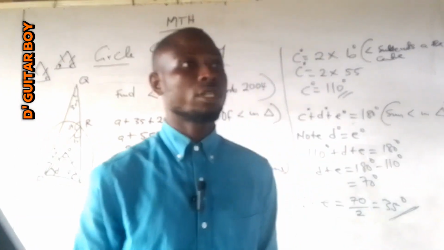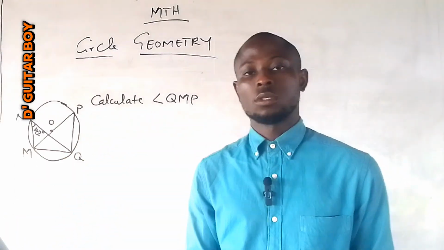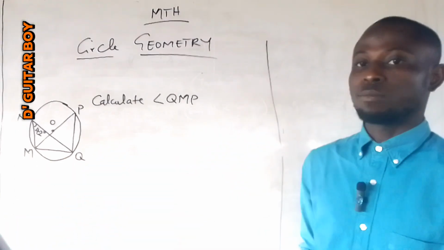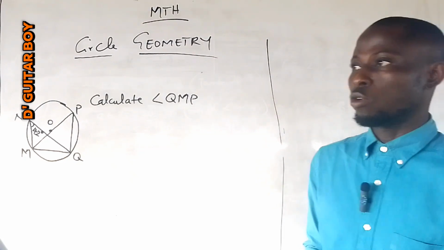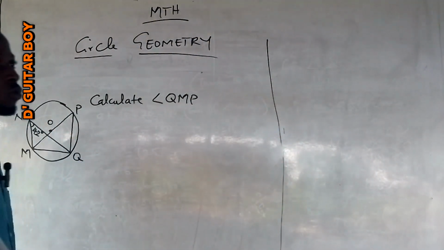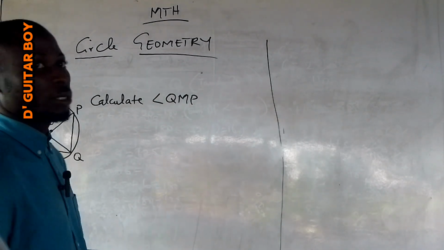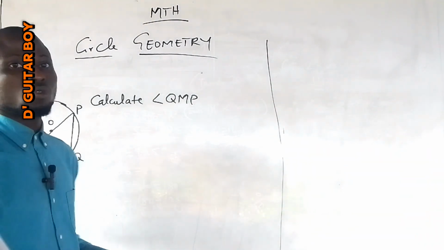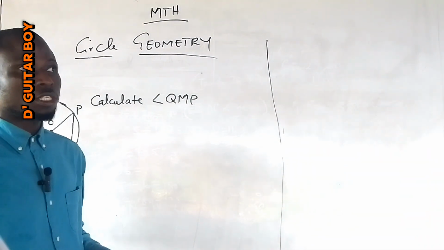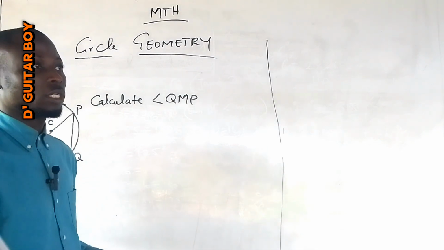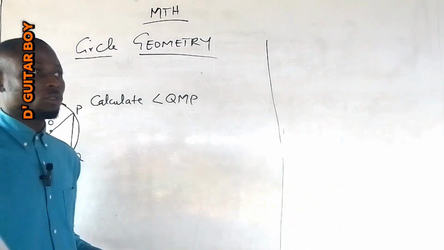So we are going to move straight to the next question. This is another example on the board we are going to solve now. This is also simple. Just try to remember the theorems we have talked about and try to apply them. When you apply the theorems we have talked about, you get the correct answer to the question.